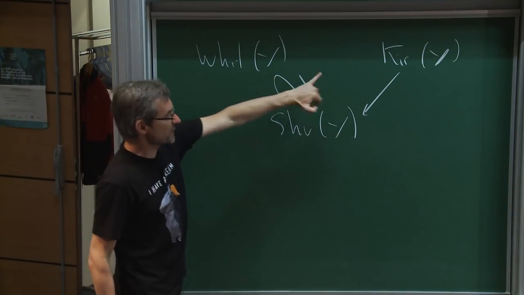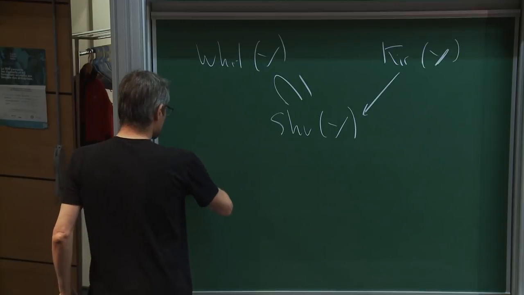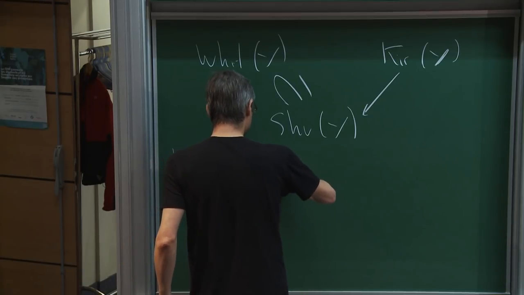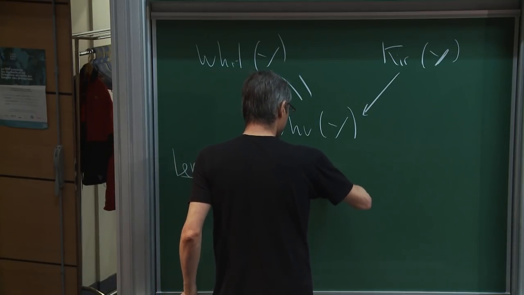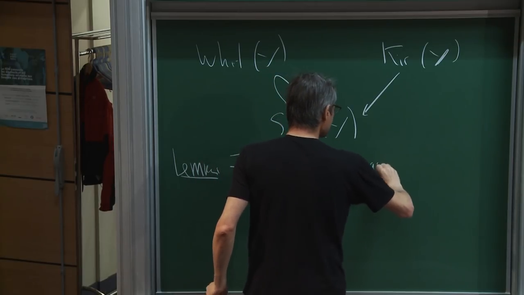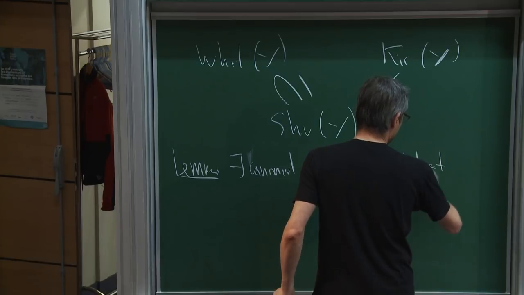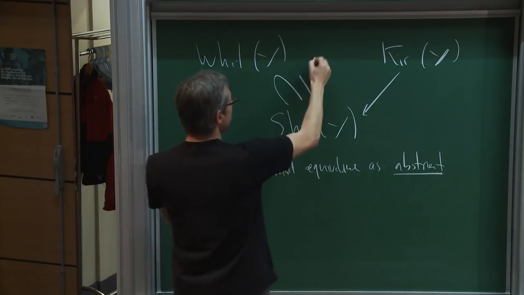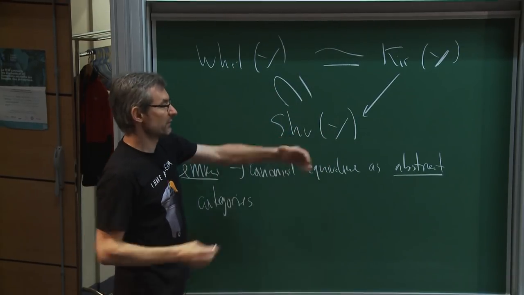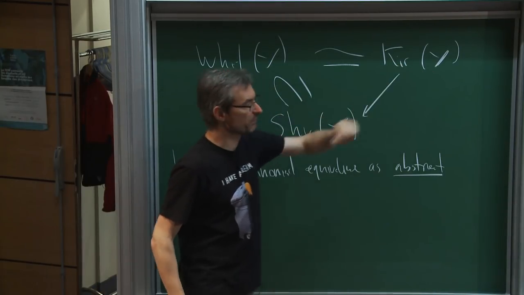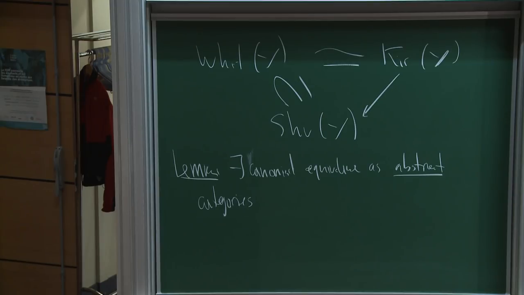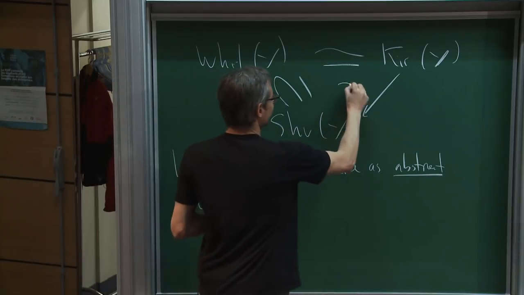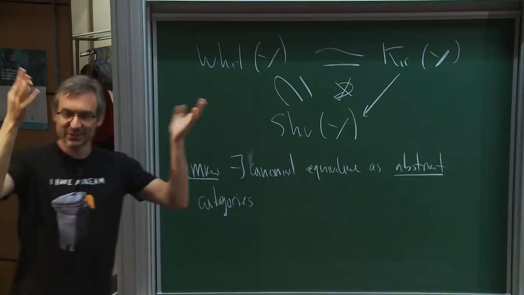So we have these two categories, but now there is a general lemma that says that there exists a canonical equivalence as abstract categories. Abstract meaning they're not at all the same as subcategories here that sit very differently, but abstractly they're equivalent. And the two equivalences, so let me just say, the diagram does not commute. That's what I'm trying to emphasize. Yeah, the two entities are equivalent.